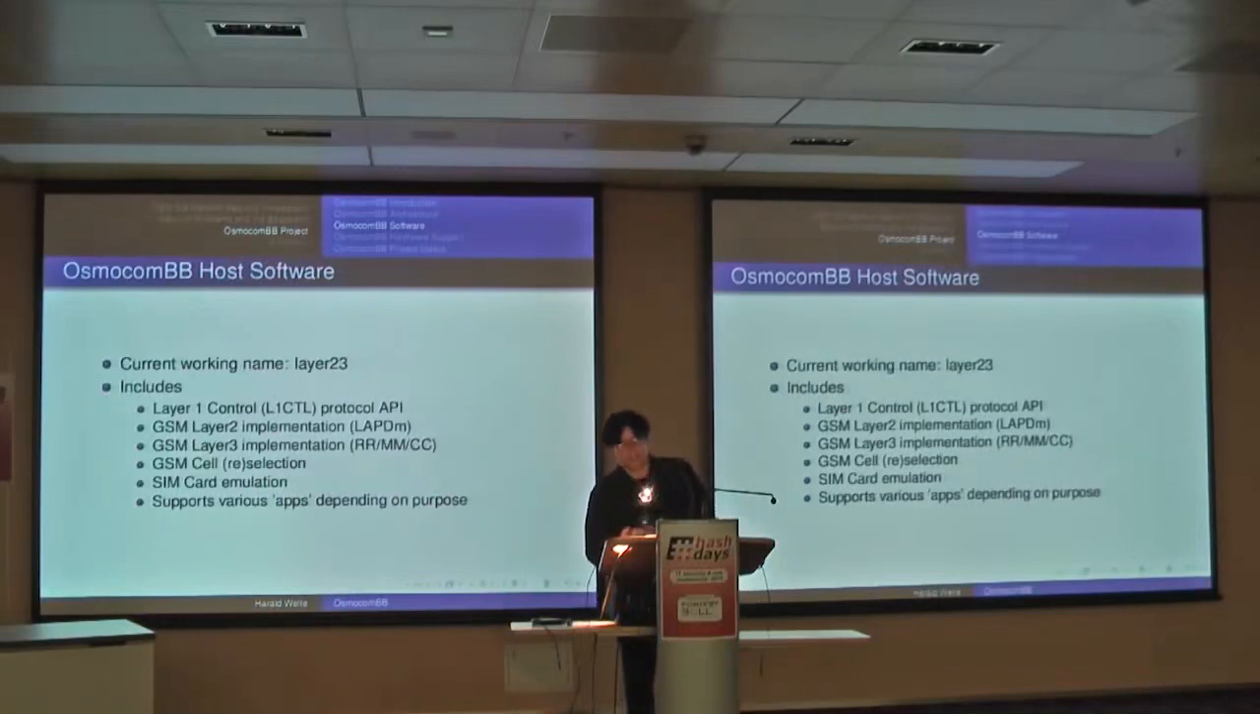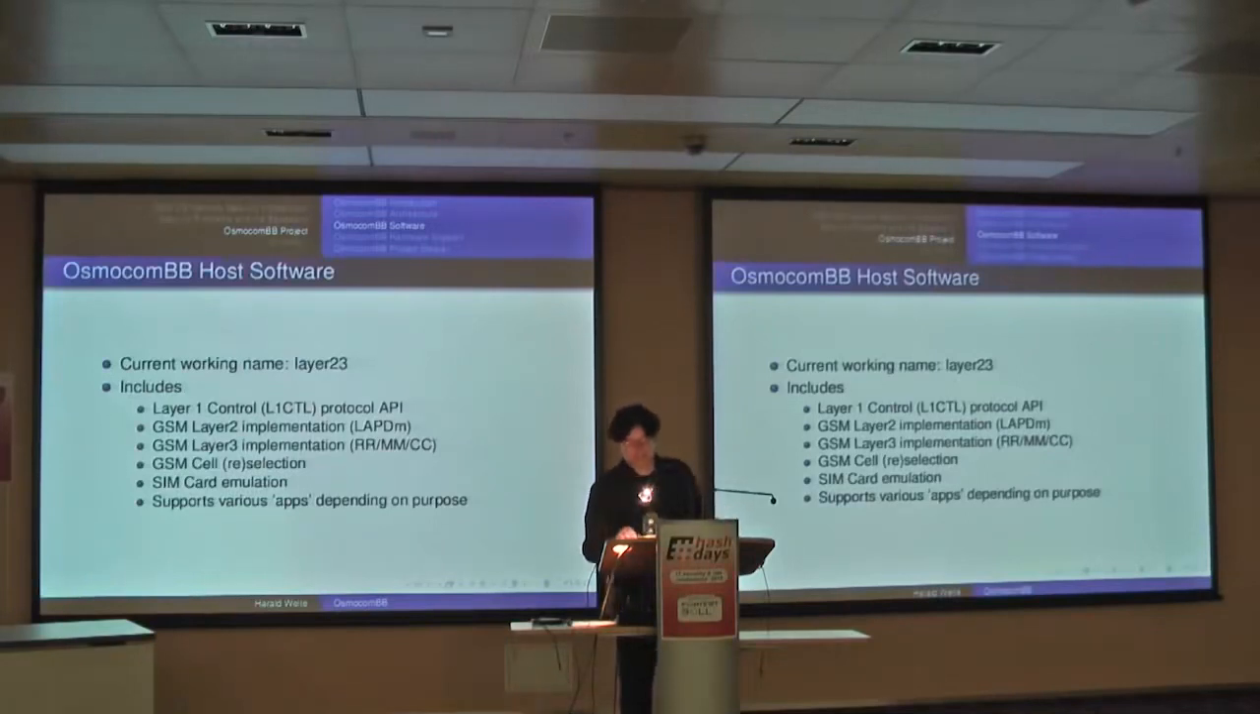On the host software, on the PC, we have a program or a set of programs called Layer 23 because it implements Layer 2 and Layer 3 of the protocol, and 23 is a good number. So it drives this Layer 1 control API over the serial line. It implements the Layer 2, Layer 3 protocol stacks, things like cell reselection, SIM card emulation. You can also access the real SIM card in the phone, of course, which you need in order to authenticate against real networks. And it supports apps, so the idea is this entire protocol stack can be used by multiple applications. One application just behaves like a normal phone. You know, it will scan, it will register, you can make phone calls, all the boring stuff. And then there are some other programs that allow you to do more, let's say, passive scanning and protocol analysis.